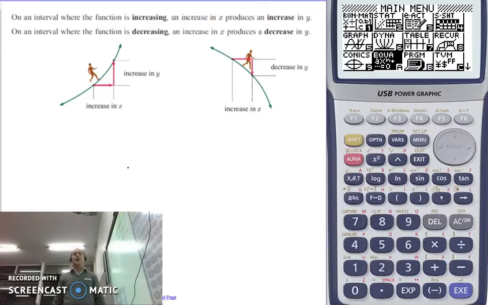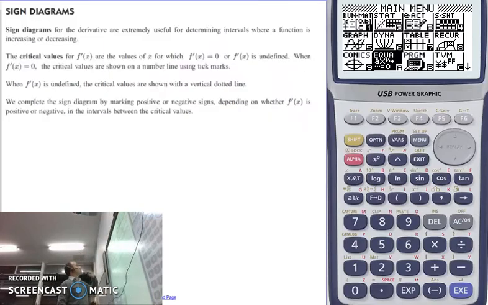In this video, we're going to have a look at sign diagrams to find out where functions are increasing, decreasing, or turning. So we know that if the slope is going up, we would say that it is increasing. If we look at it from left to right, it's always going up. Conversely, it's going down if it's decreasing as we go across. So sign diagrams are a way that we can demonstrate whether a function is increasing or decreasing.